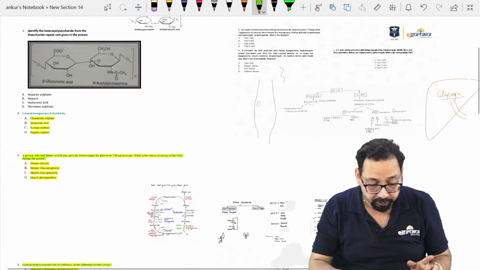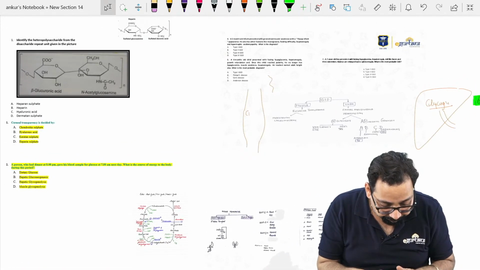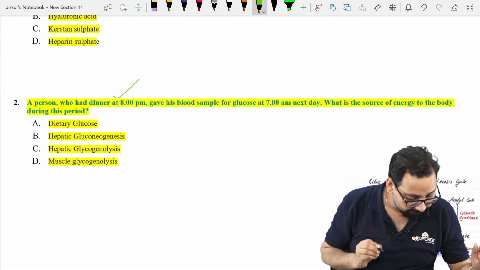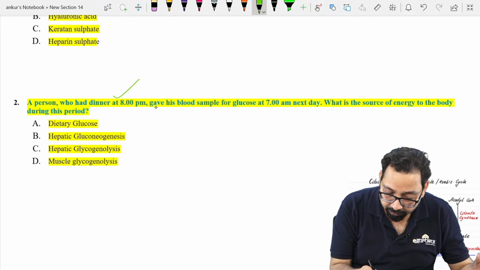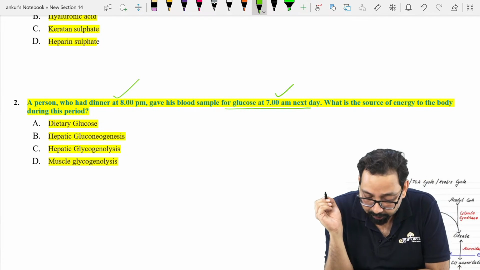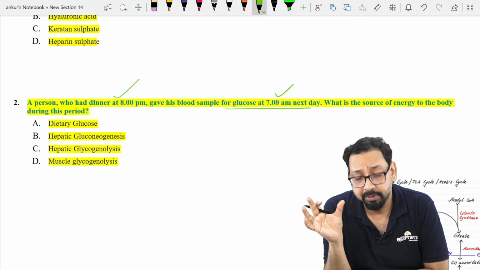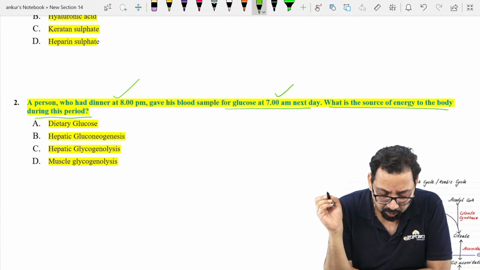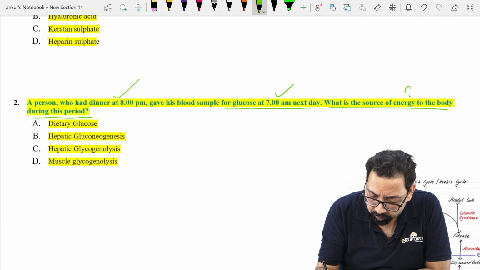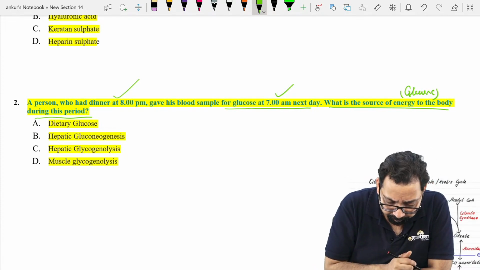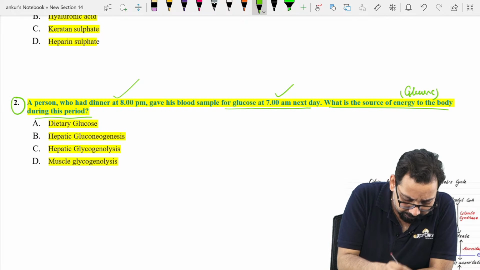Recently asked question, this was the question. A person who had dinner at 8 p.m. gave his blood sample for glucose at 7 a.m. next day. Okay, means 11-hour fasting. What is the source of energy of the body, or the source of glucose, in this period? Then please do reply. What should be the answer? Yes, I am waiting for your answer.